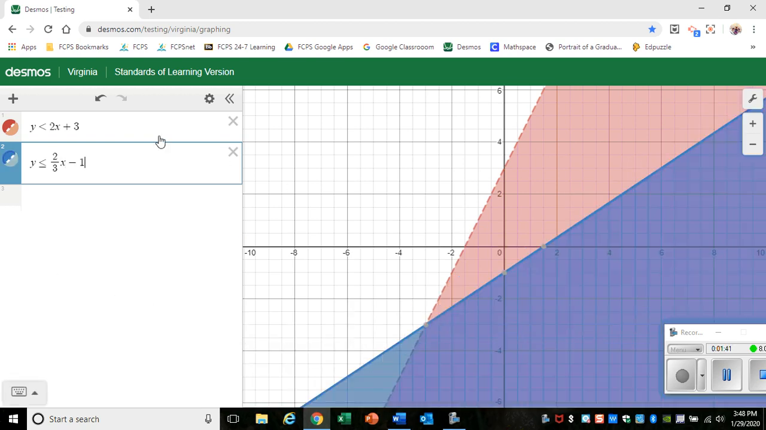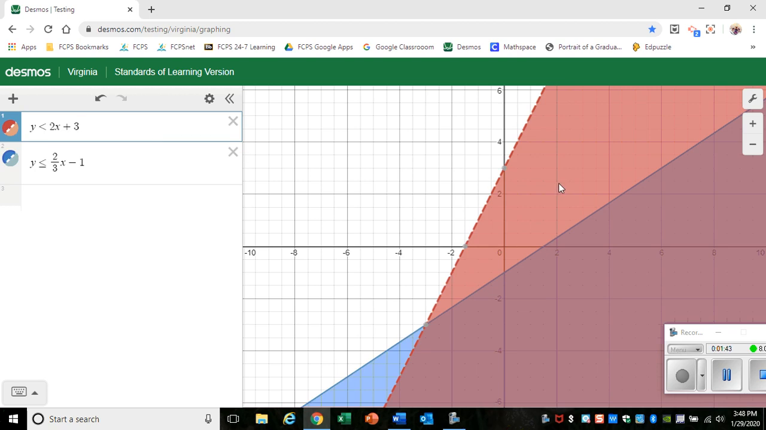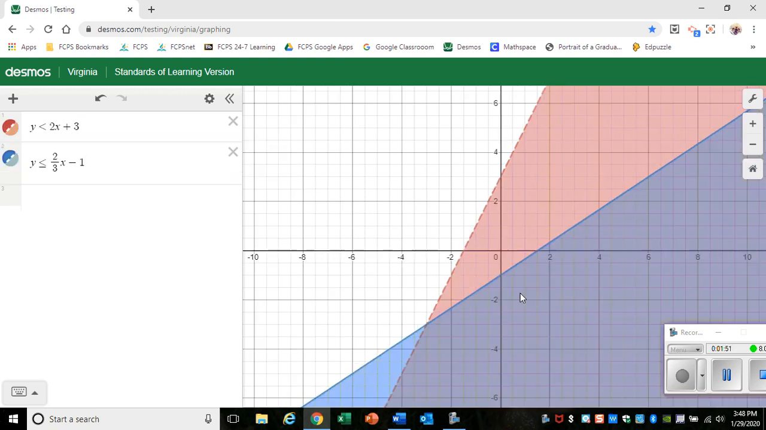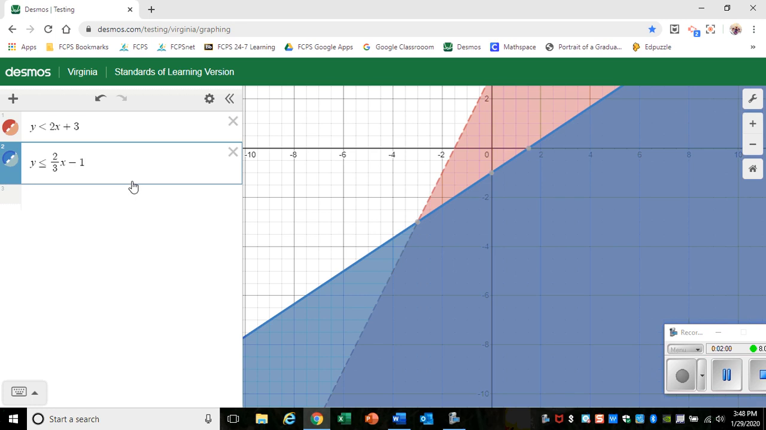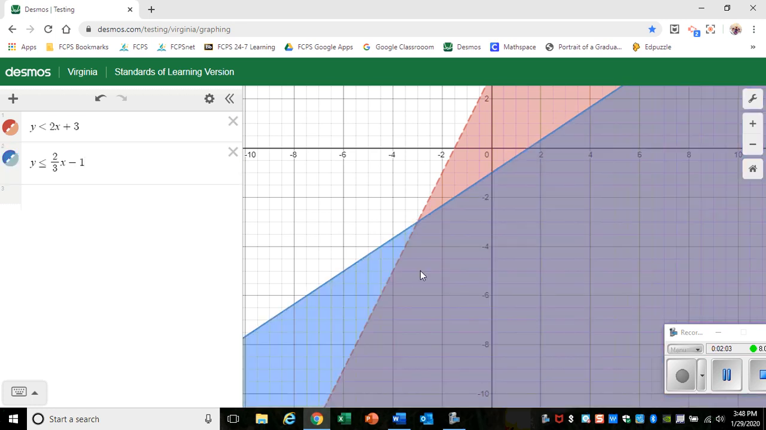When you type them, you notice that this is the red one, this is the blue one, and they shade each one. And if you move the graph, where they shade twice, where this one and this one overlap, is this purple section, right? This is the top one, this is the bottom one, and where they shade twice is this section right here.